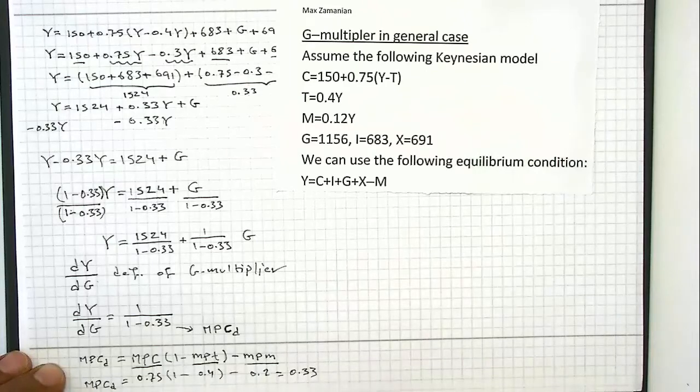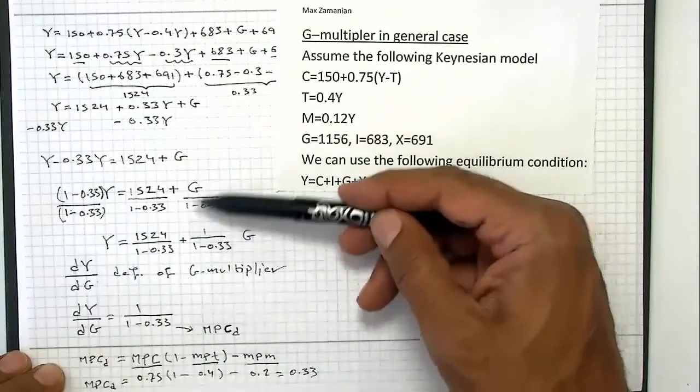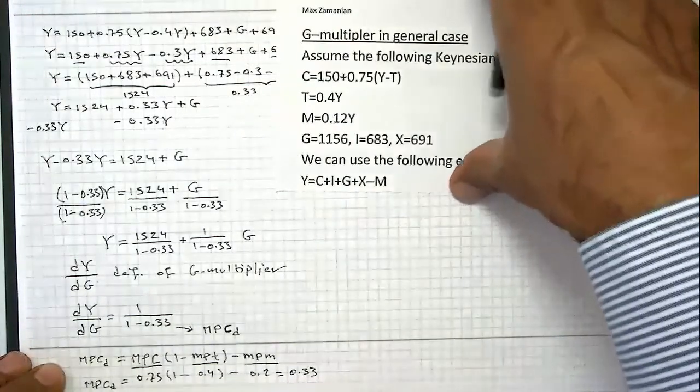0.33. So this is another way, if you don't want to do this differential calculation, you could find this marginal propensity to consume domestically through this formula, and when you have this, you just put it in this formula for the multiplier, so you get your multiplier. All right.